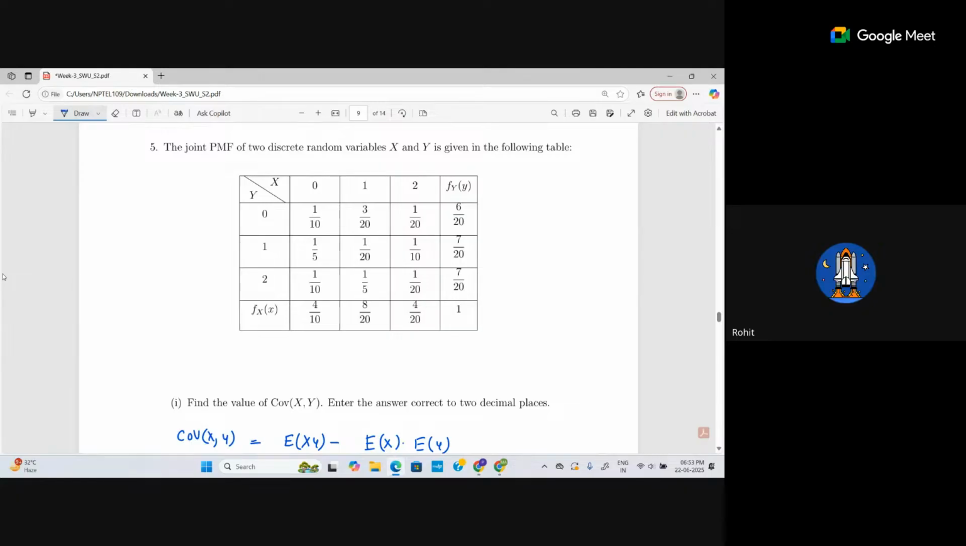Ma'am, when we are calculating the expectation of xy, then we will have to use the joint probability, right? Yes. In that case, we'll use the joint probability of x comma y. Okay.